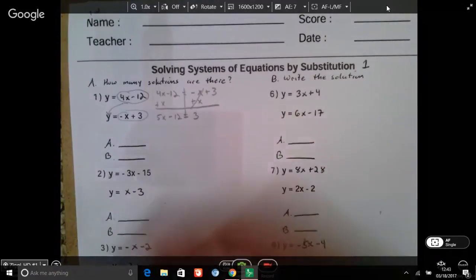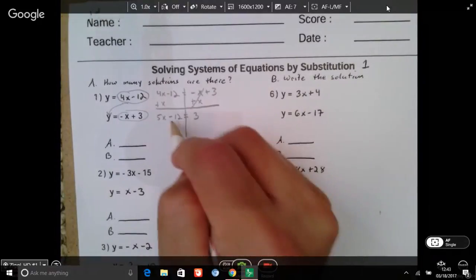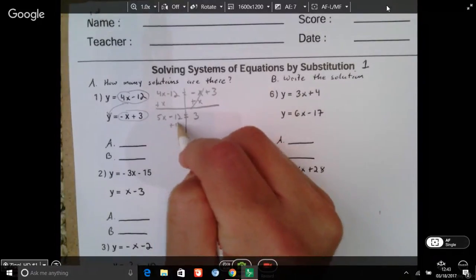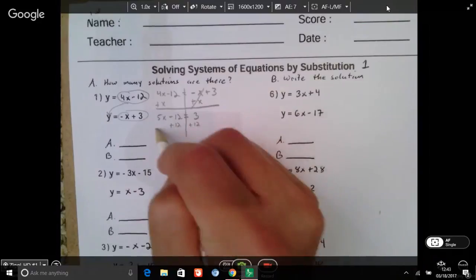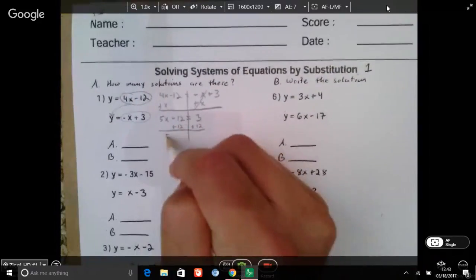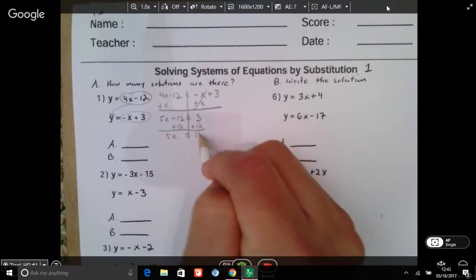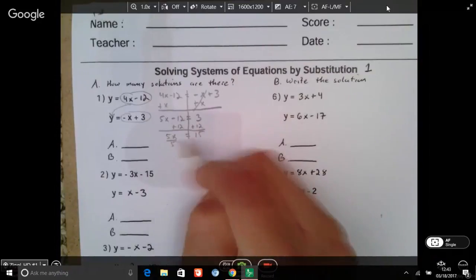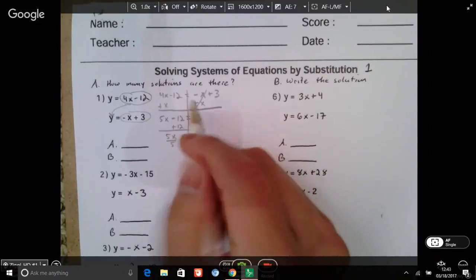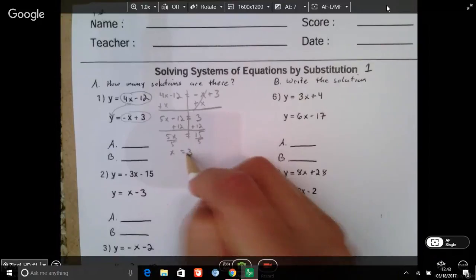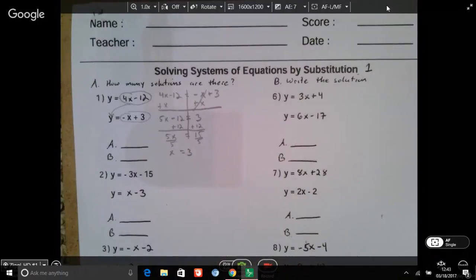Now I just have a two-step equation. So I'm going to go to this -12 and add 12. So I have 5x equals 3 plus 12 is 15, divided by 5, divided by 5. So x equals 3. So now I know that x equals 3.